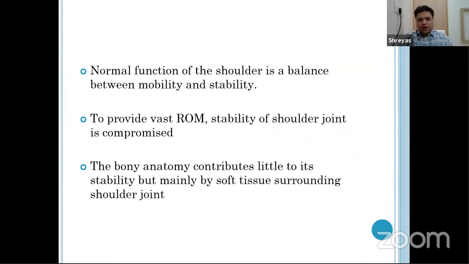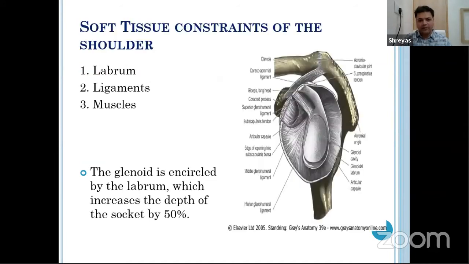Normal function of the shoulder is a balance between mobility and stability. To provide a vast range of motion, the stability of the shoulder joint is compromised. Mainly the stability of the shoulder joint is provided by the soft tissue surrounding the joint, and very little by the bony anatomy. These are the soft tissue constraints. There are three: labrum, ligaments, and muscles.